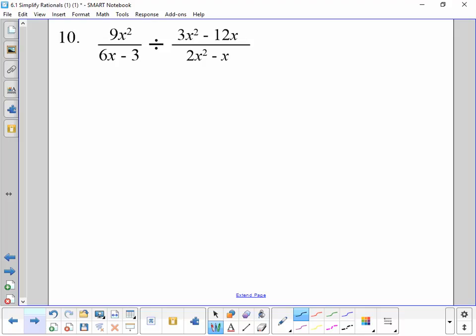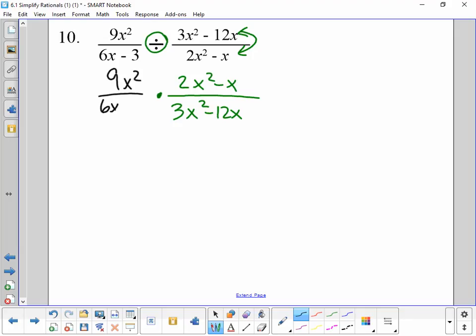Another one, yay! So we have some division happening. So anytime you have division of fractions, you're going to multiply by the reciprocal. So we're going to multiply by 2x squared minus x over 3x squared minus 12x. This first expression stays the same. It does not change. So now let's factor everything.